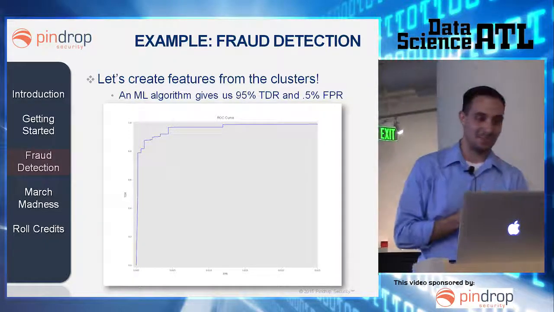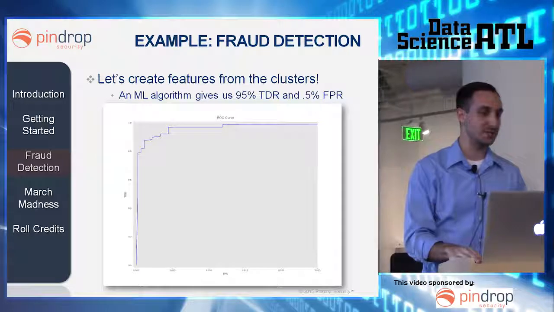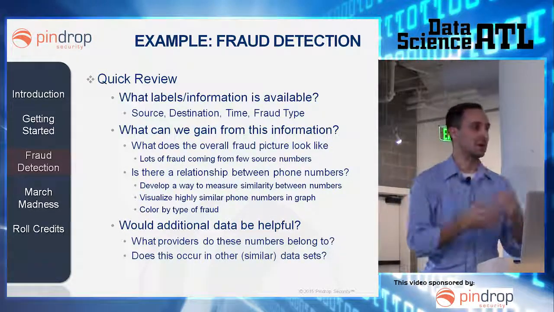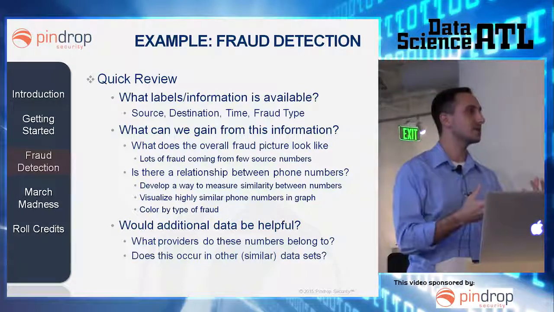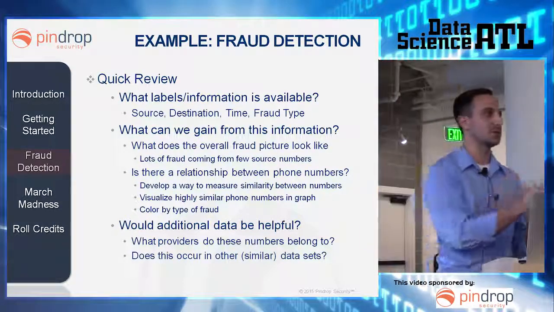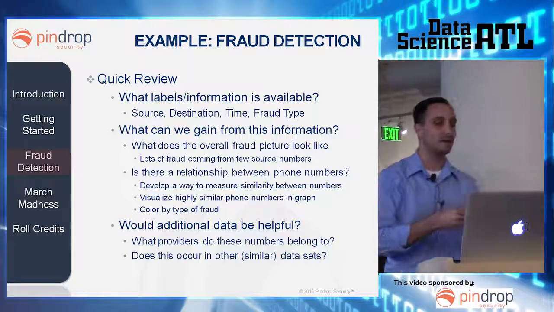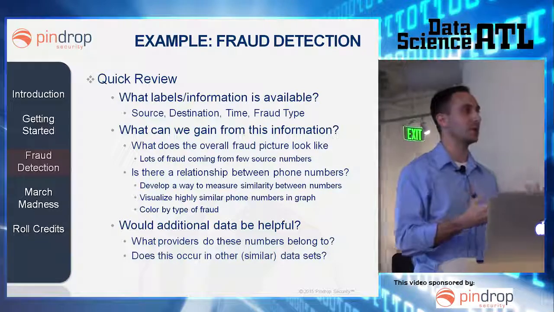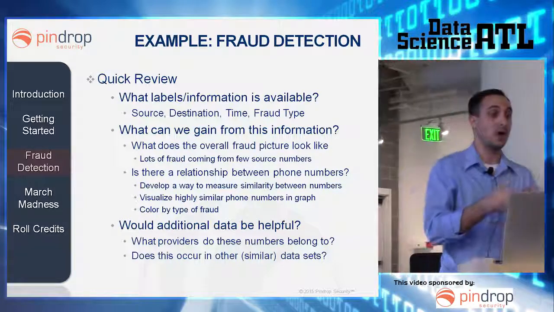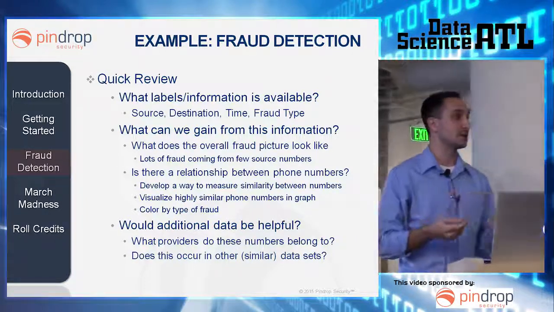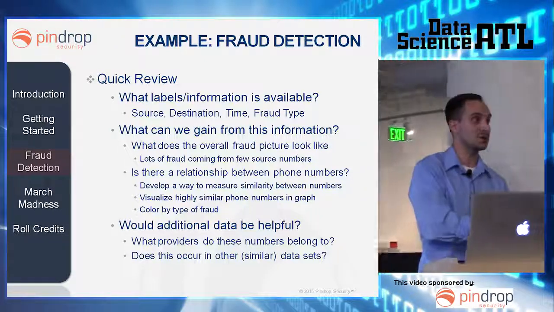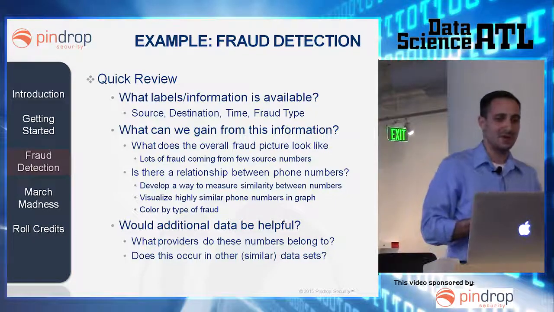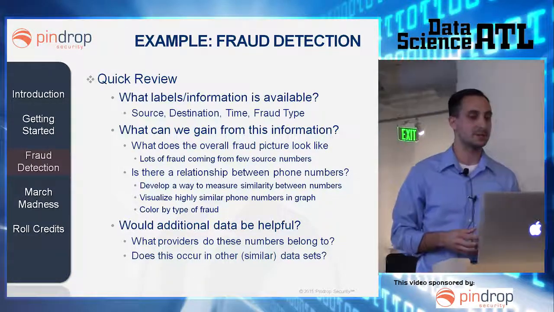So anyhow, let's take a look at what we just did. A quick review of the questions that we wanted to ask ourselves. What data is available to us? We have the source number, the destination number, the fraud type. What can we get from this information? We can get an overall picture of what kind of fraud is happening, how often it is occurring. We noticed that lots of fraud is coming from very few source numbers. So that leads us to think, okay, is there a relationship between these numbers?